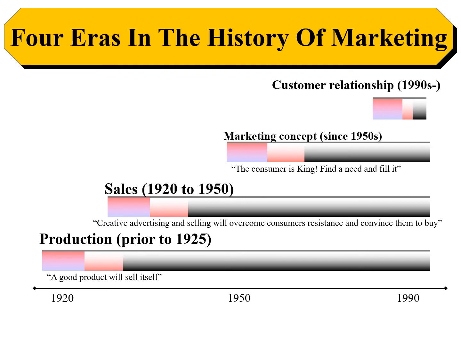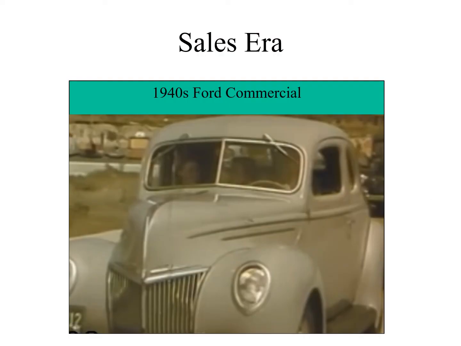They could just say that we're going to produce what we want to produce and it's just going to sell itself. Next came the sales era, from 1920 to 1950, in which the belief was that creative advertising and selling will overcome consumers' resistance and convince them to buy. It wasn't the production era anymore. So people were not buying products on their own. They were supposed to be convinced by the producer that you should buy our car, and only then they would buy the products. So that was the sales era.